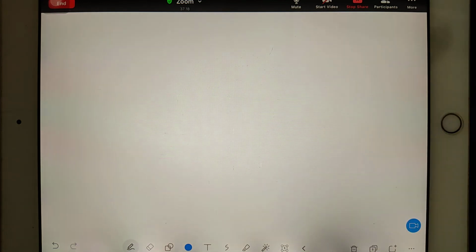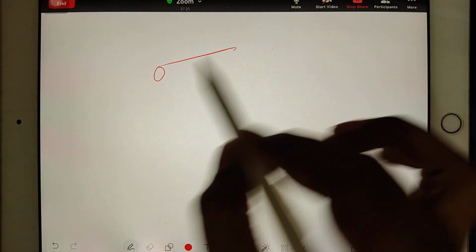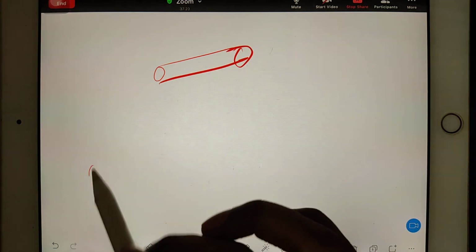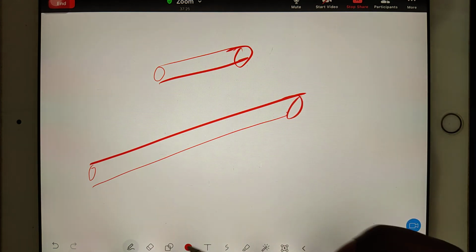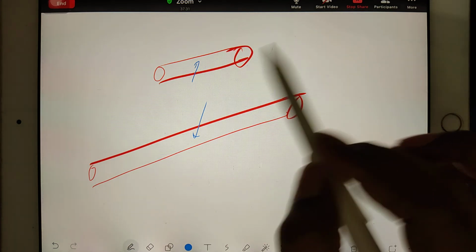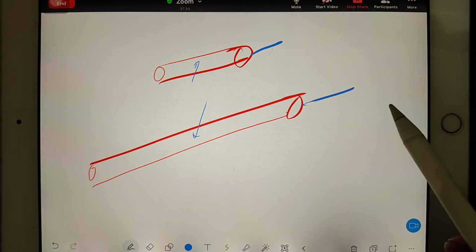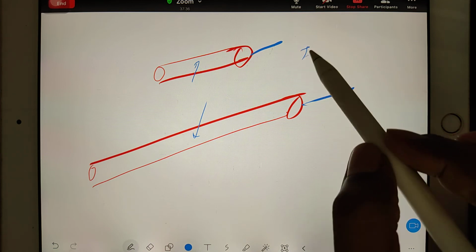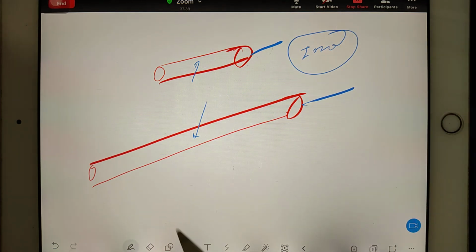Just another example. You go for 1 kg copper wire or you go for 100 kg copper wire. Density of copper will be the same, right? Copper is copper. Molecular arrangement you can change, but copper is copper. So that's why we define independent properties. So density is an independent property.